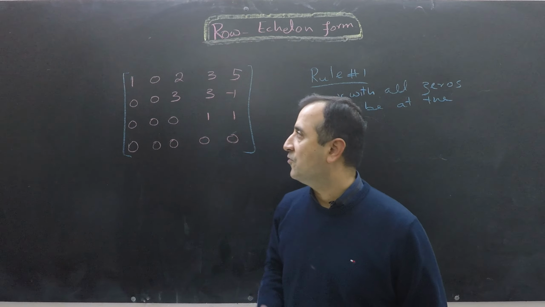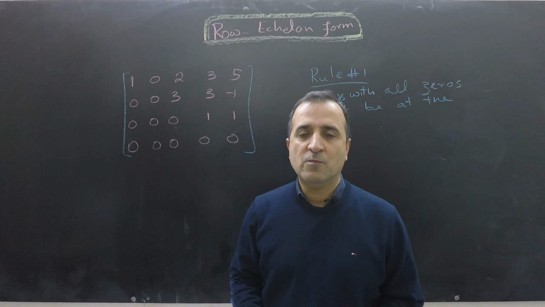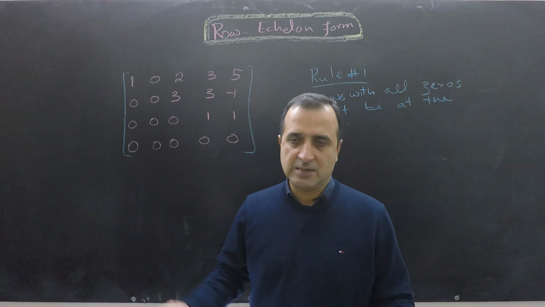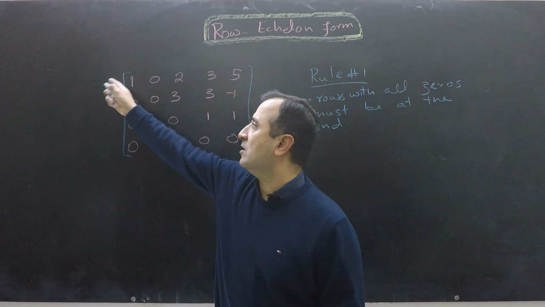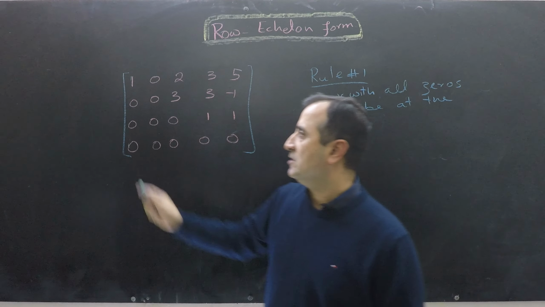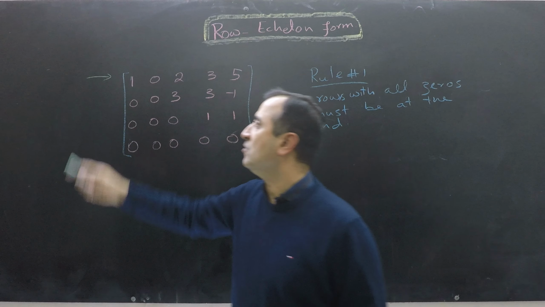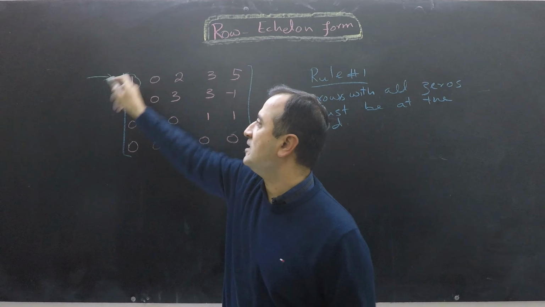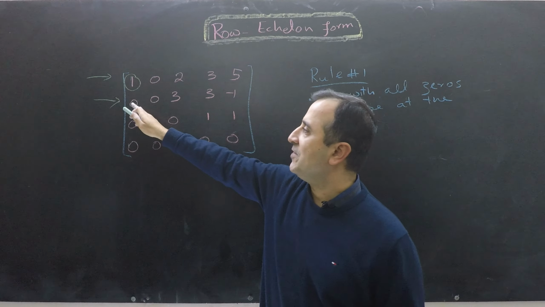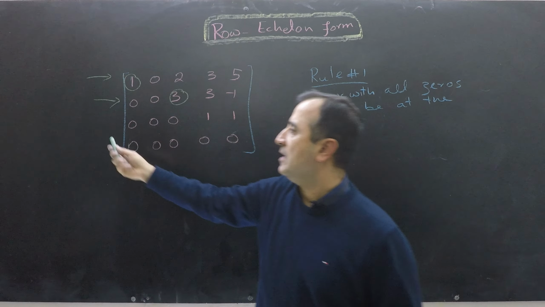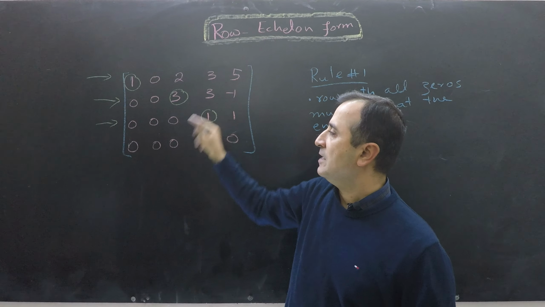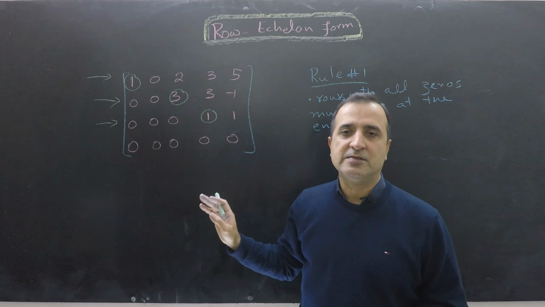The second rule of row echelon form is regarding pivot. So before writing that rule, let's first understand what is pivot. Pivot is also known as leading coefficient. So in a row, the first non-zero entry from the left hand side is called pivot. If for this row the first non-zero entry from the left hand side is 1, so 1 is pivot. And for this row, the first non-zero entry is 3, so 3 is pivot. And for this row, the first non-zero entry is 1, so 1 is pivot. And there is no pivot in this row because all the entries are 0.